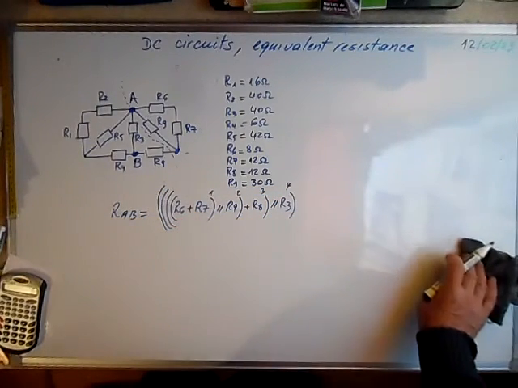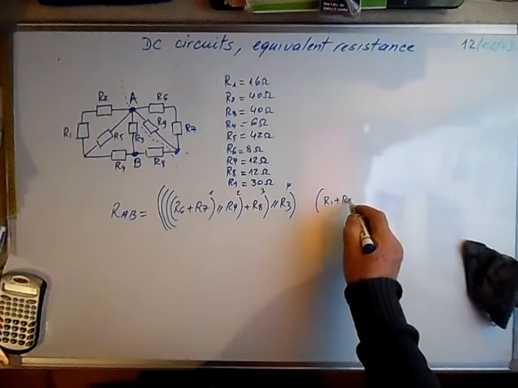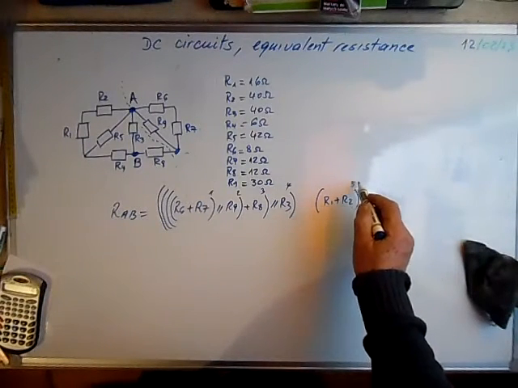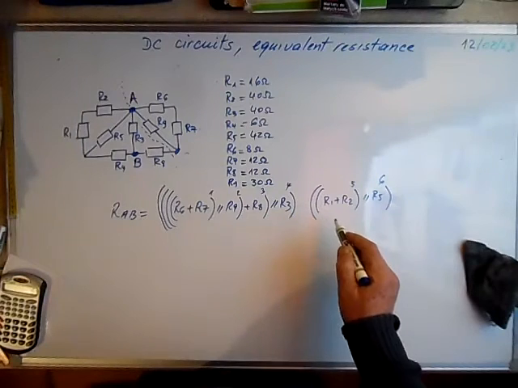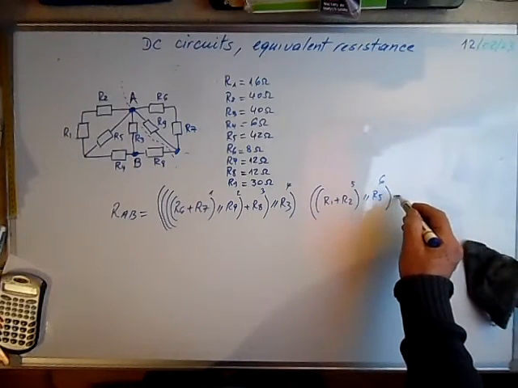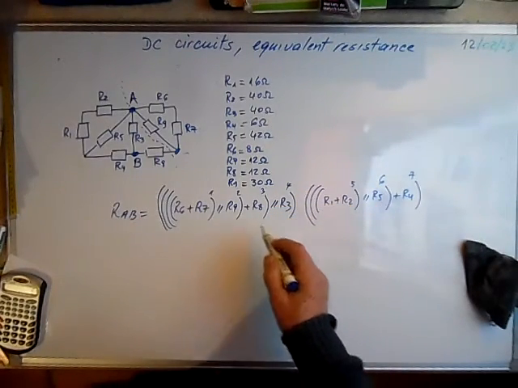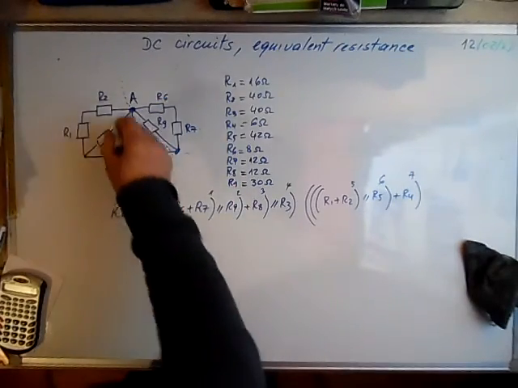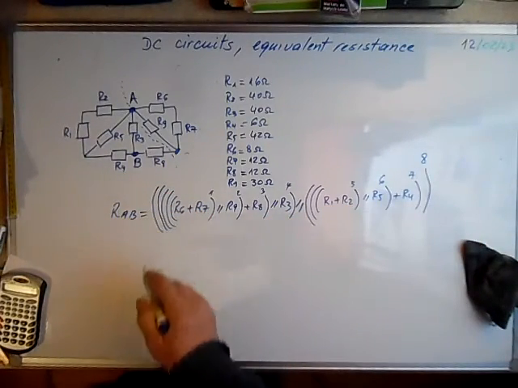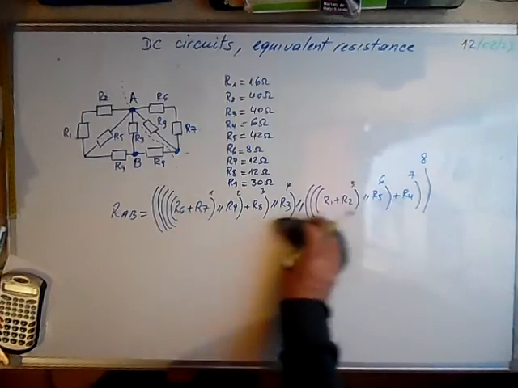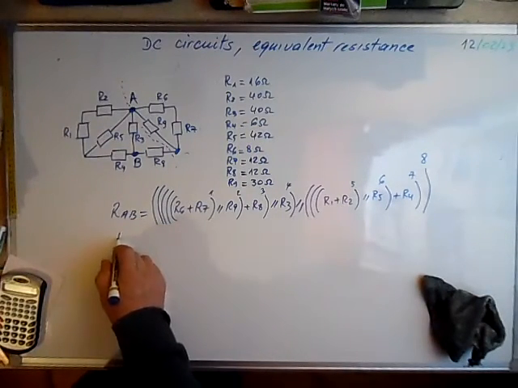Now we can go the other side. We have R1 and R2 in series. Fifth step. They are in parallel with R5. This is the sixth step. And we add R4, and this is the seventh step. The eighth step is these are in parallel with this, and this is the equivalent resistance between A and B. Let's call this R1 prime.